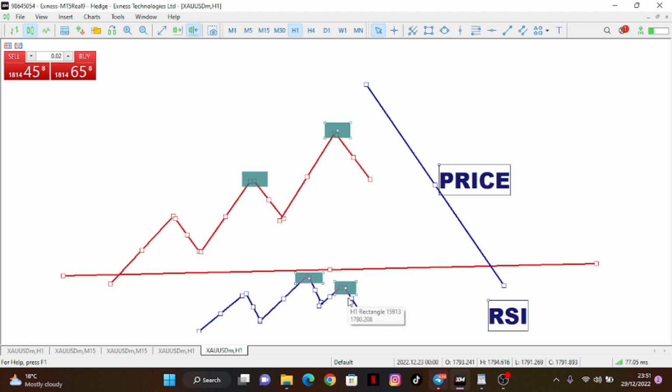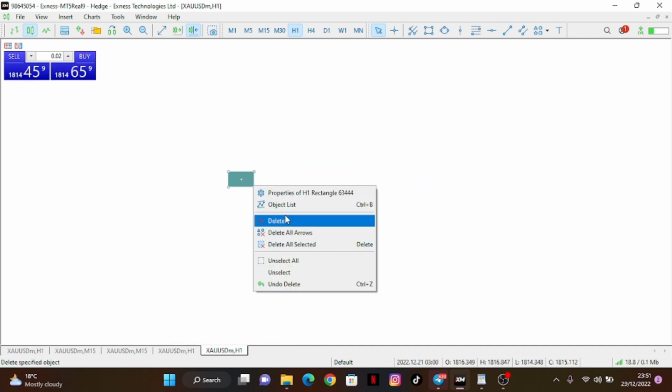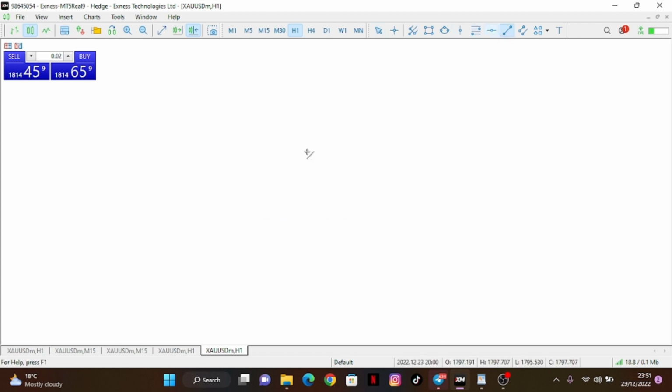Let's now look at regular divergence in a downtrend. So you have price moving from the upside to the downside. Let me just restart this whole thing. We have price moving from the uptrend to the downtrend, and then that's it. This is a downtrend looking for a potential low risk buy.